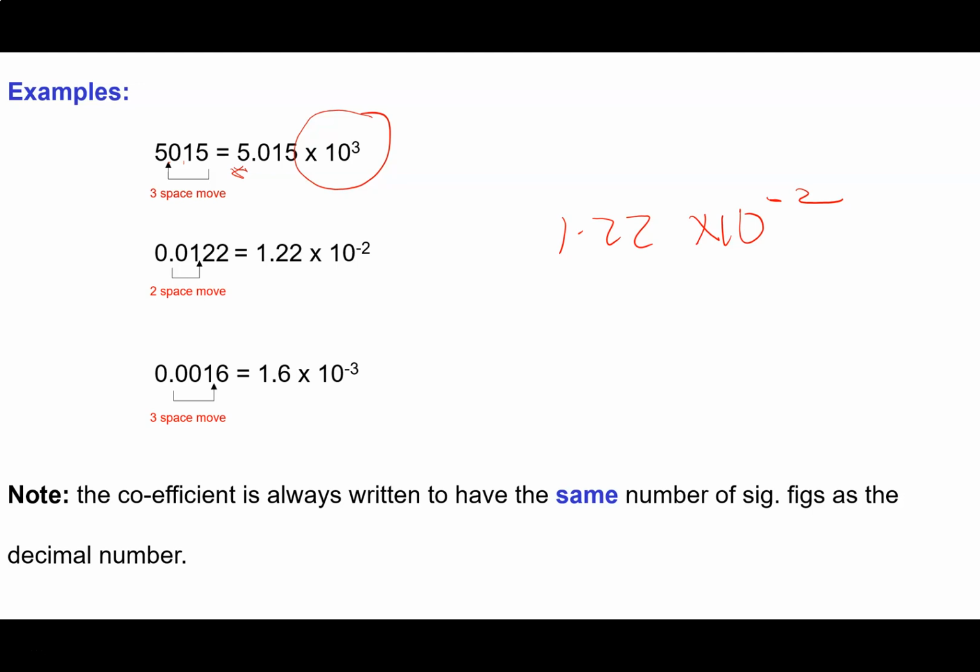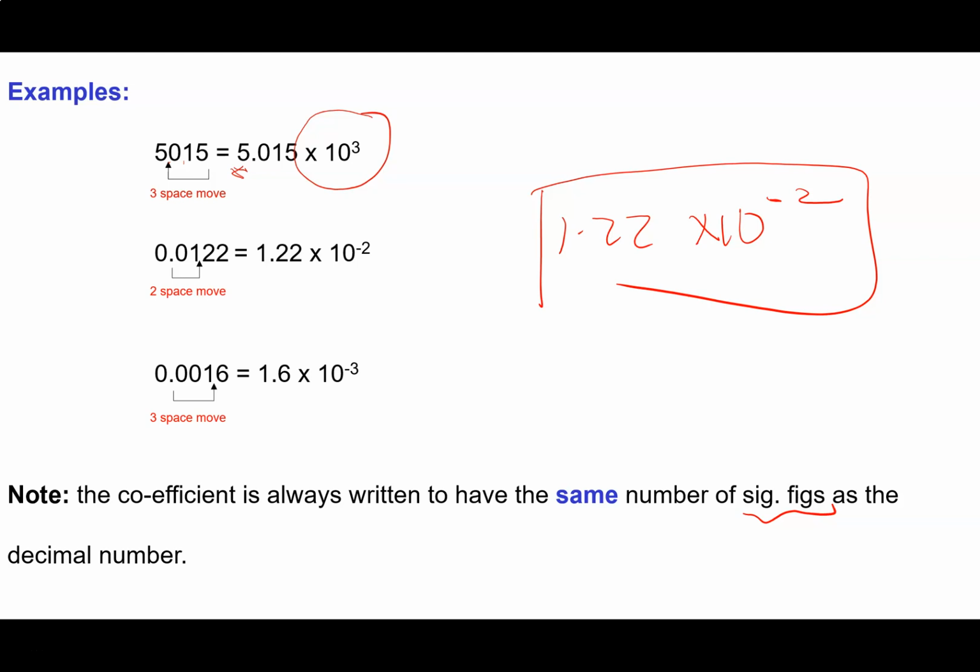Now, later on, we're going to learn about significant figures in this chapter, and what you'll find is that the number of significant figures, the number of important numbers in your measurement, won't change when you move from decimal to scientific notation. So you don't lose any information when you make this move. And that'll be more meaningful to you a little later on.